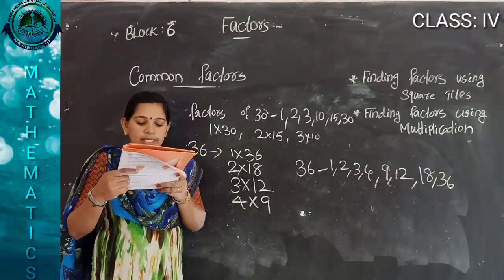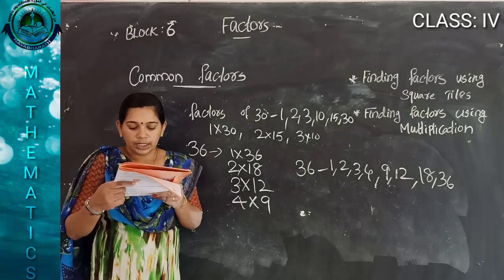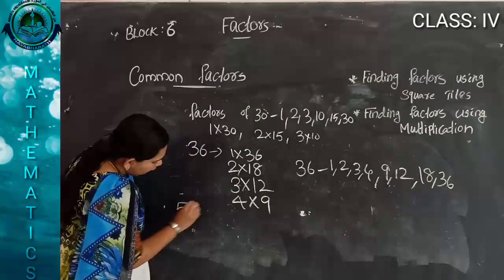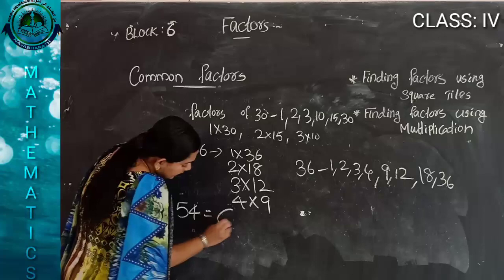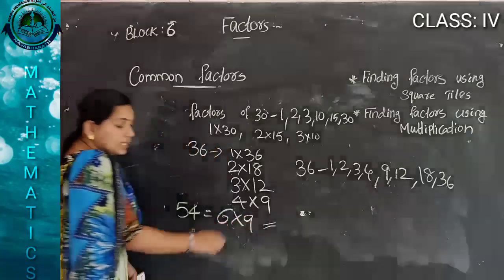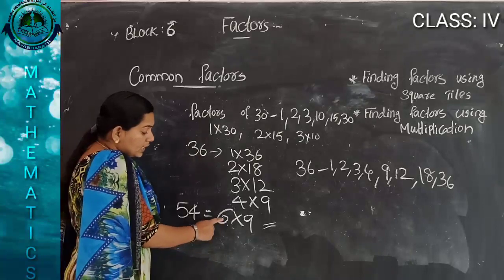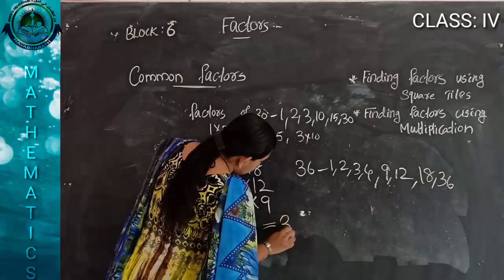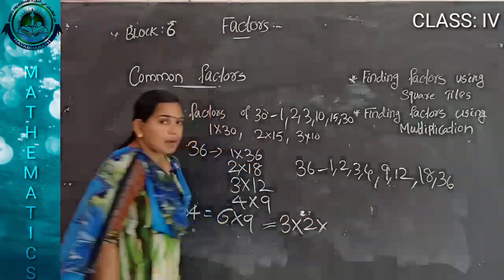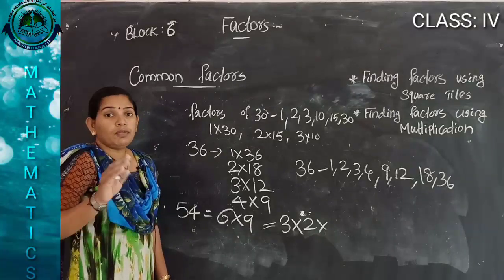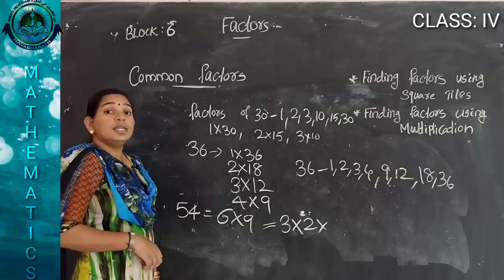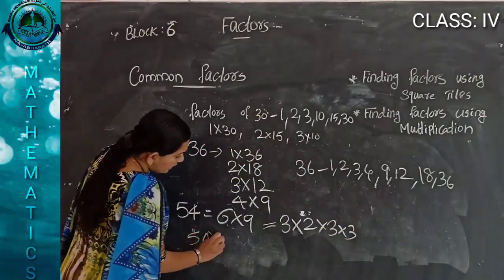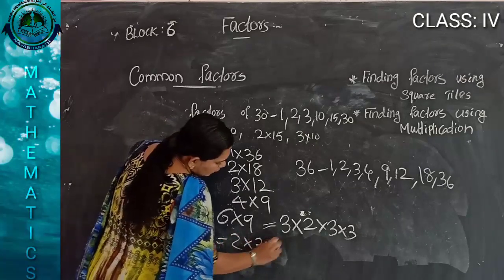Then write 54 as the product of prime numbers if one of its factor pairs is 6 into 9. 54, we can write 6 into 9. 6 and 9 are not prime numbers. So we want to change 6 as the product of two numbers. Which numbers? 3 into 2. Then 9 is prime or composite? Yes, composite number. We change 9 as 3 into 3. So 54 we can write as 2 into 3 into 3 into 3.